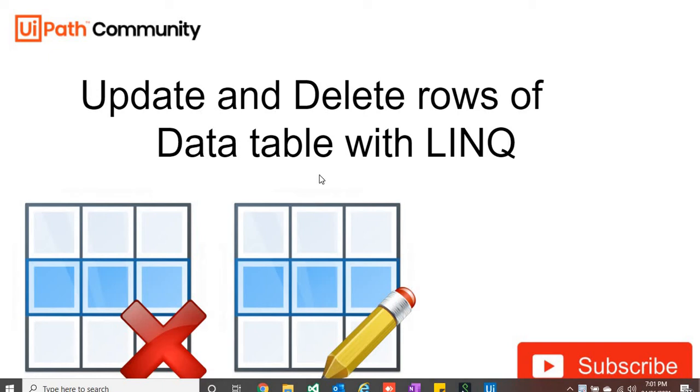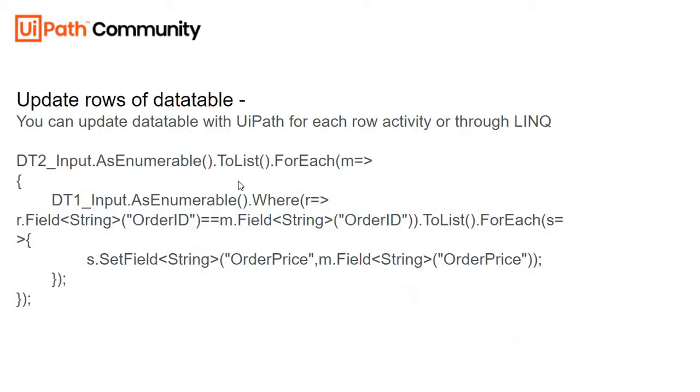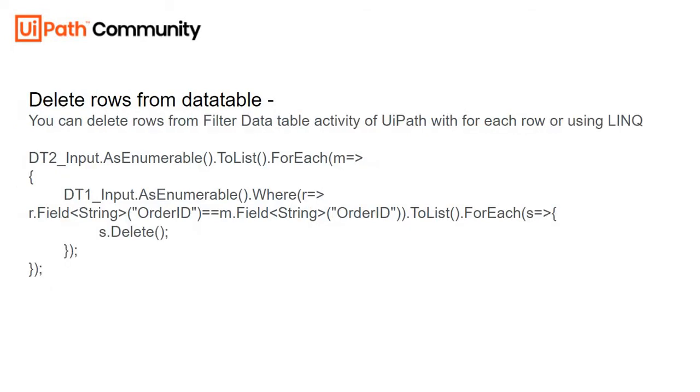Welcome to my channel Begin Endless Automation, and today we will learn how to update and delete rows of data table with LINQ. We can update and delete rows of data table with LINQ, which is way faster than the for each loop of UiPath. So let's see in UiPath how to do it with LINQ.